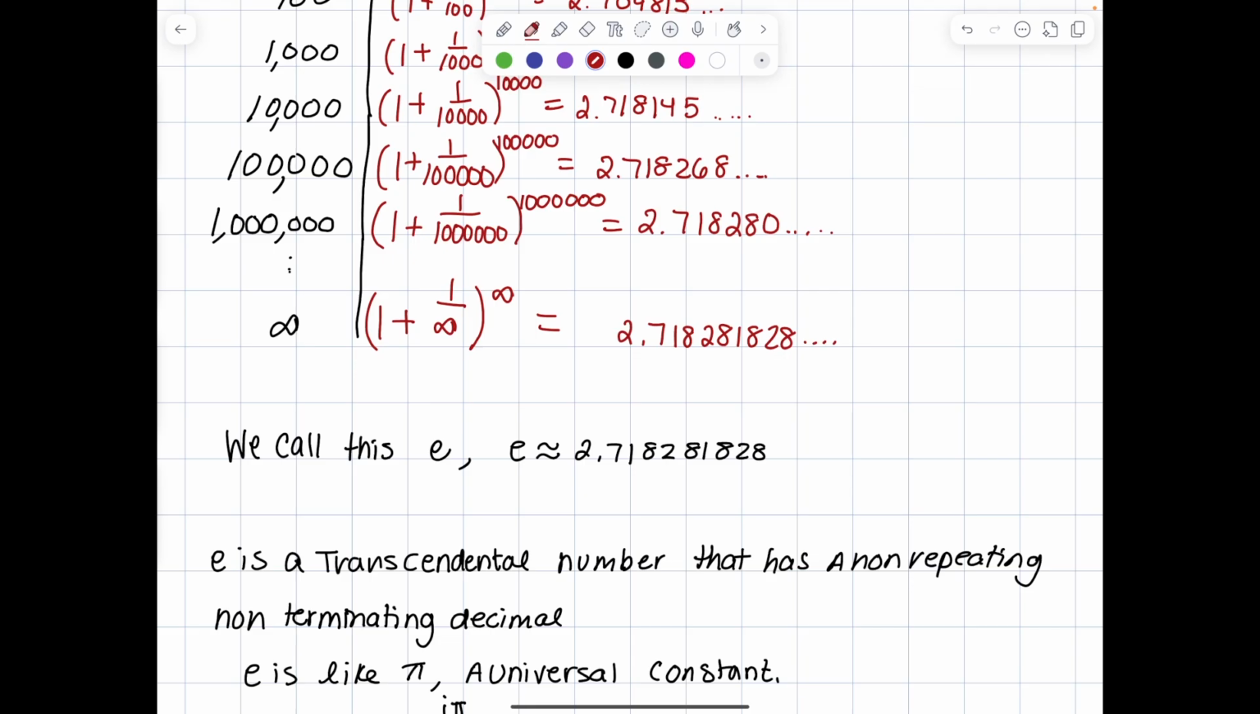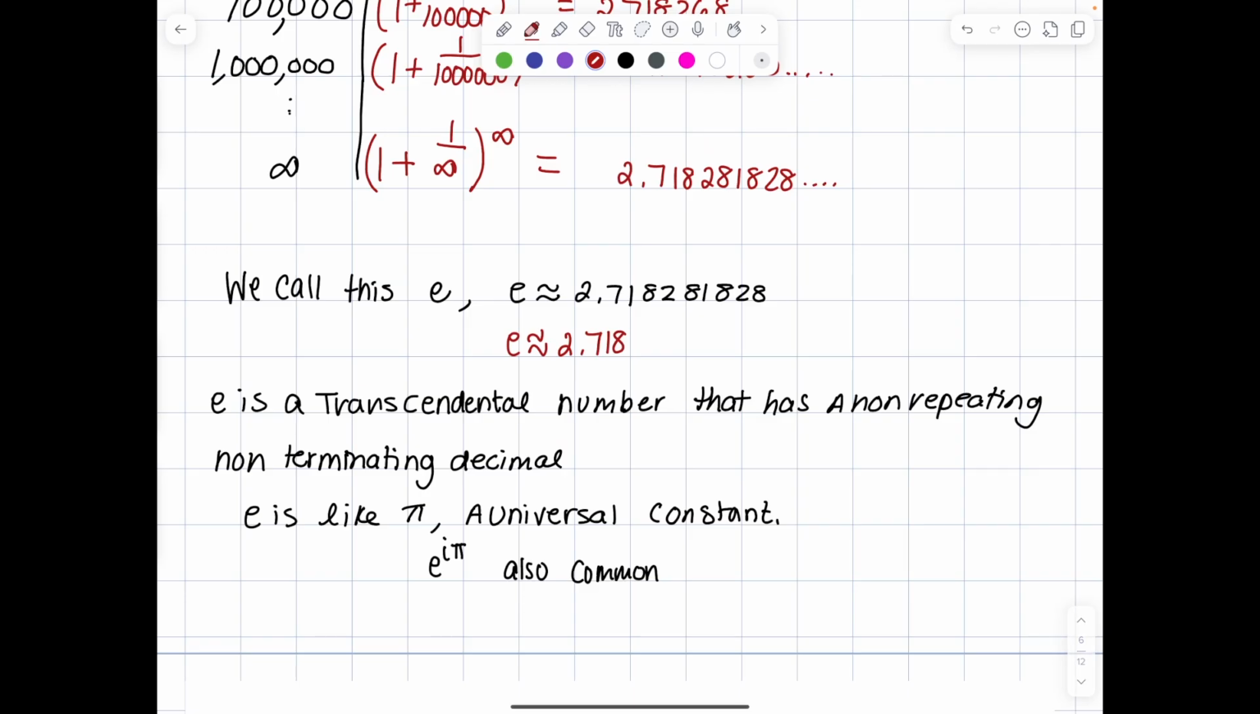And so this is very useful in a lot of different things. And so you're just going to need to memorize that e is approximately, we use these little squigglies when we want to say approximate, 2.718. It's usually the rounding that we use. e is a transcendental number. And so transcendental numbers have non-repeating and non-terminating decimals.